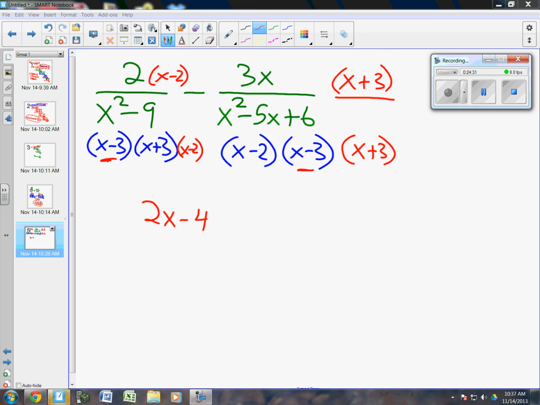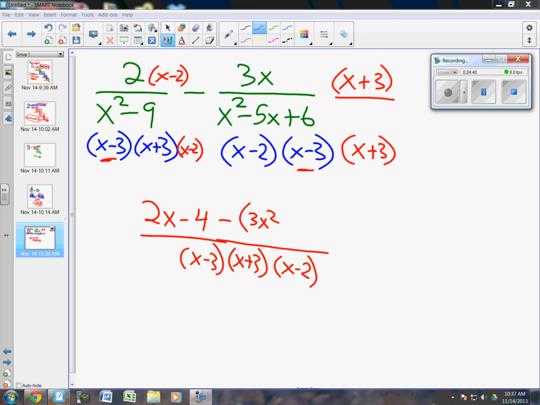And then I'm subtracting all over the common denominator, which is x minus 3, x plus 3, and x minus 2. And then I'm subtracting this whole next part. 3x times x is 3x squared, and 3x times 3 is 9x. Okay? So I'm ready to combine like terms on the top. So I have 2x minus a positive 9x. What's 2x minus 9x, you guys?